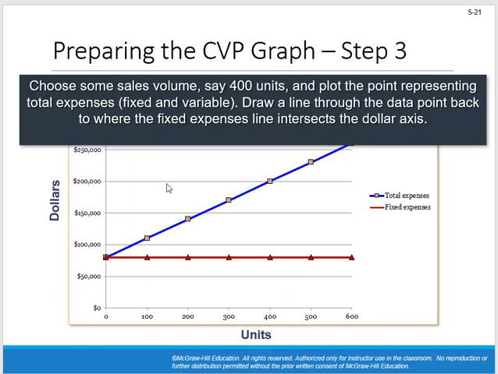Then we're going to add in our line for our total expenses. So we're looking at our total expenses here. The line intersects at 80,000 because even at 0, we still have fixed costs of 80,000. And then it slopes upward. Remember learning a little bit about slope, rise over run? So the variable expenses cause the line to slope upwards. So it intersects at 80,000, the fixed amount, and then it slopes upward at $300 per unit. Okay, remember our variable expense was $300 per unit.